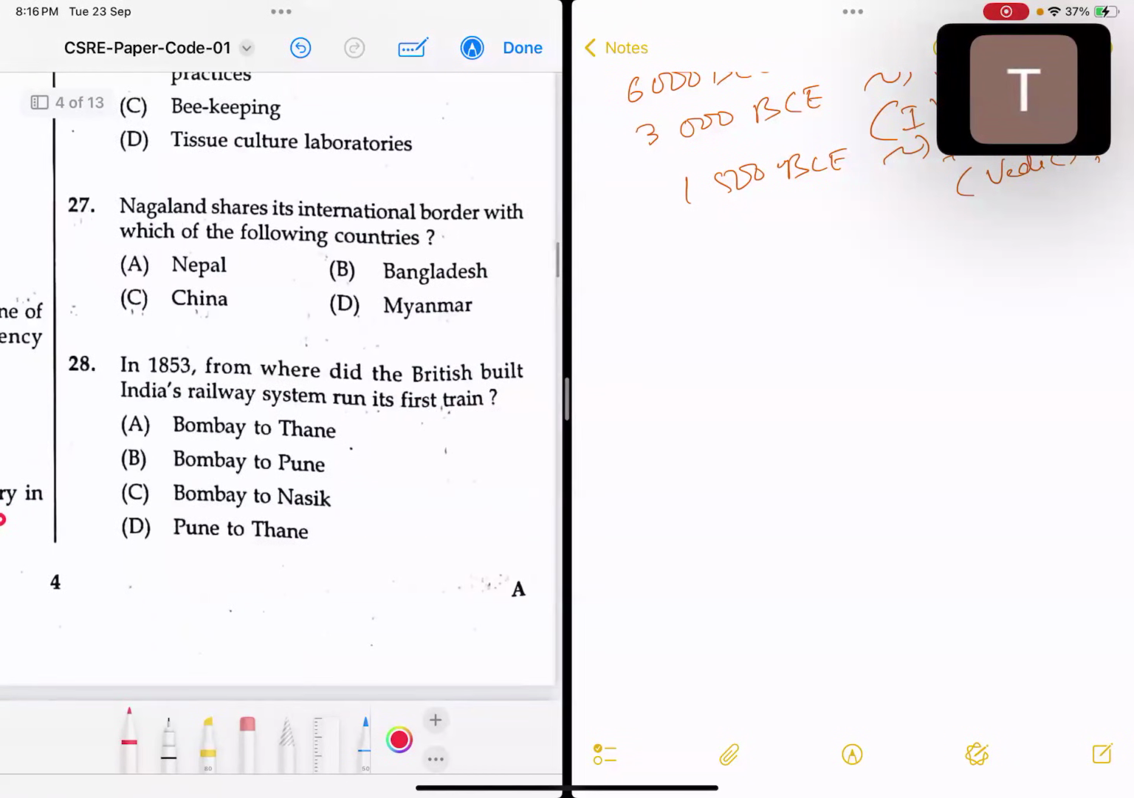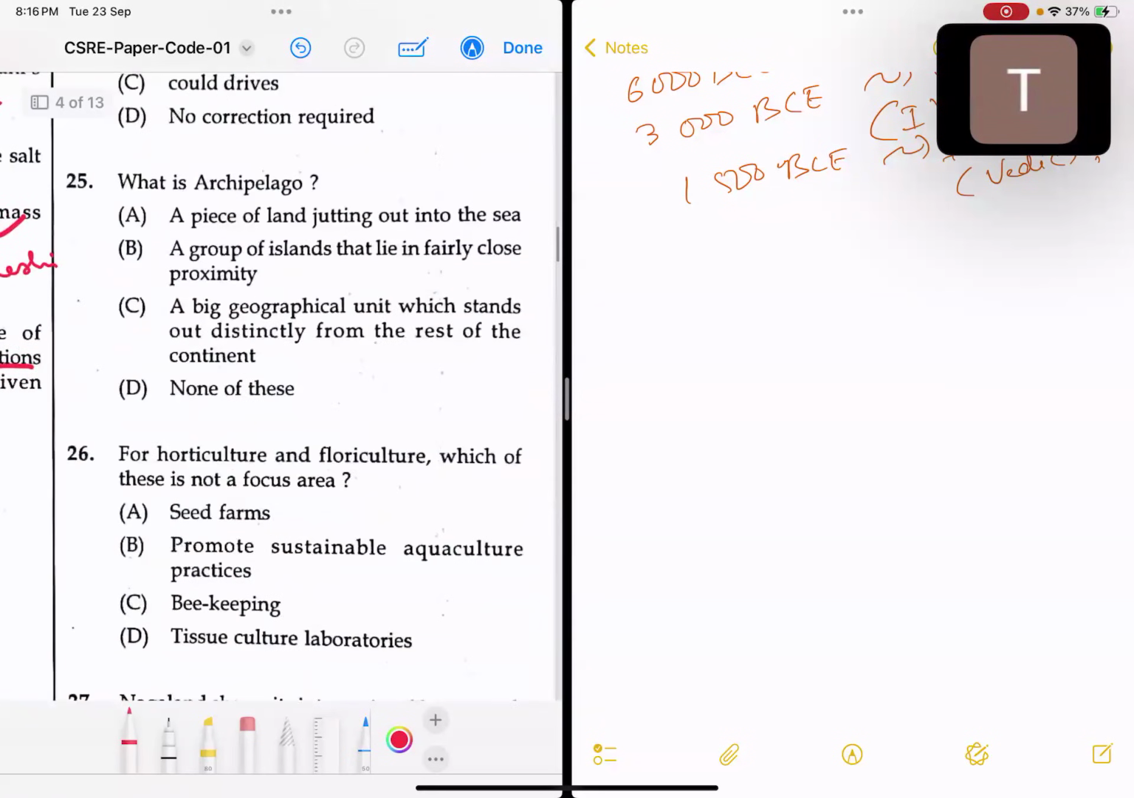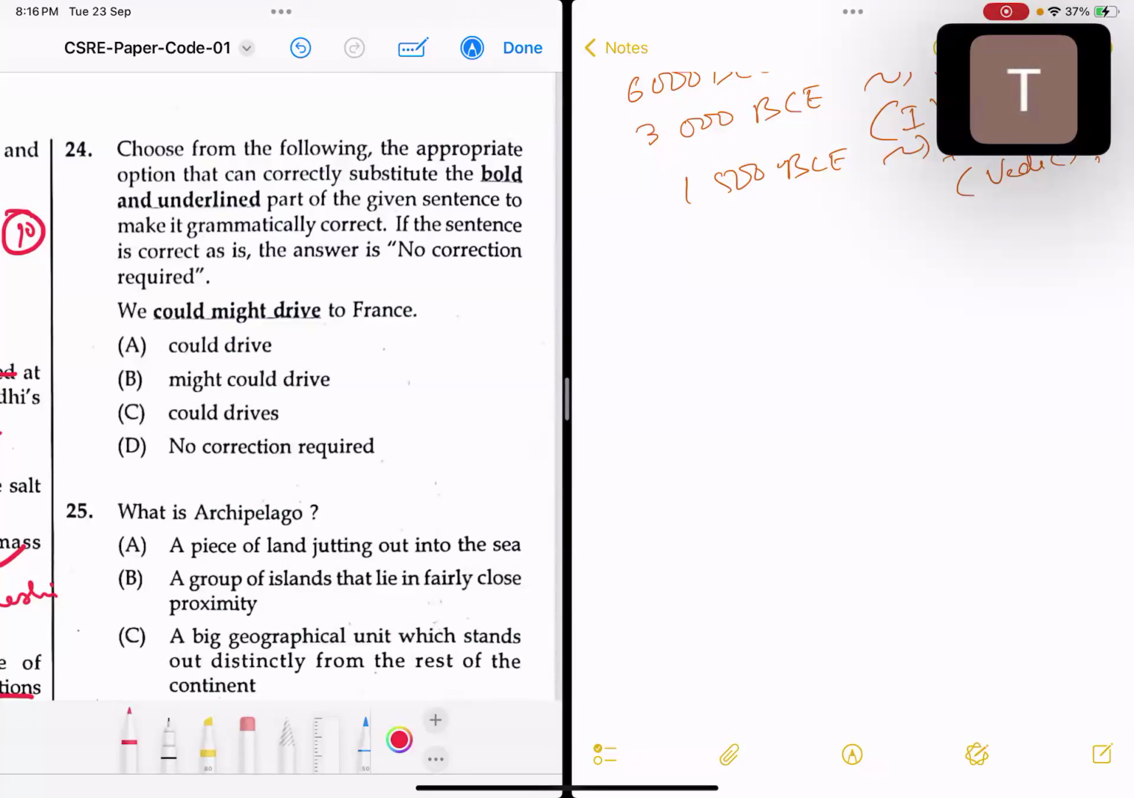Now let's come to question number 24. It is a grammatical question, similar to the one we did earlier, right? Here, one sentence is given. It says, we could might drive to France. And a part of the sentence, could might drive, has been underlined and bold. Now we have to correct it.